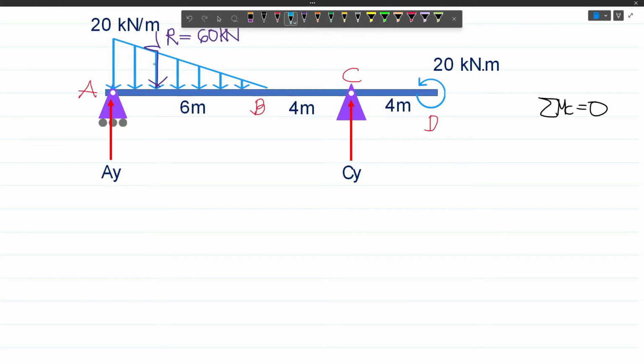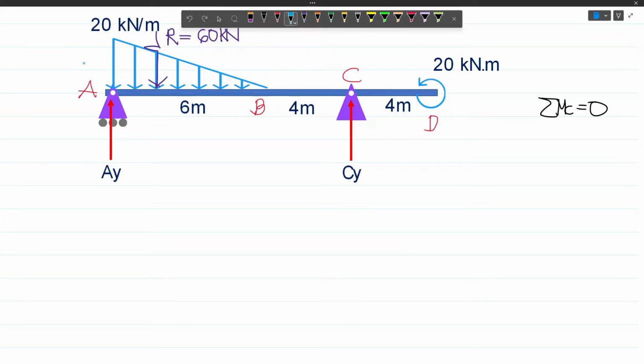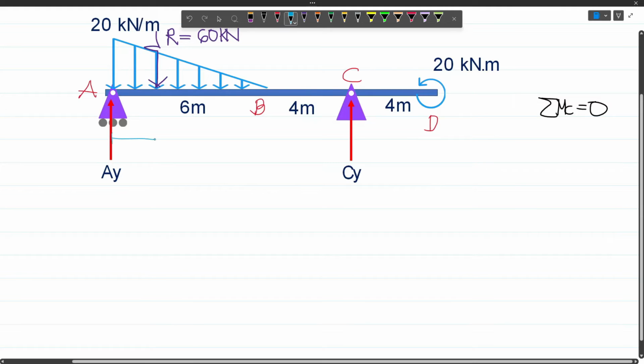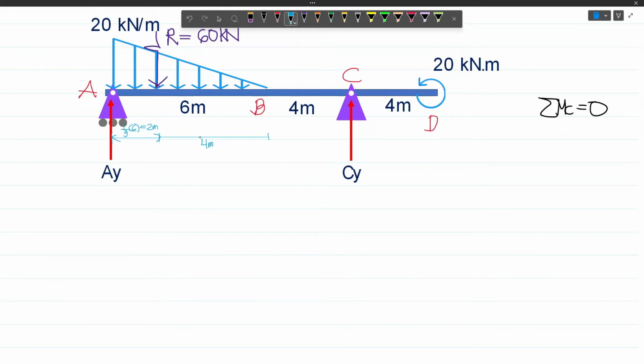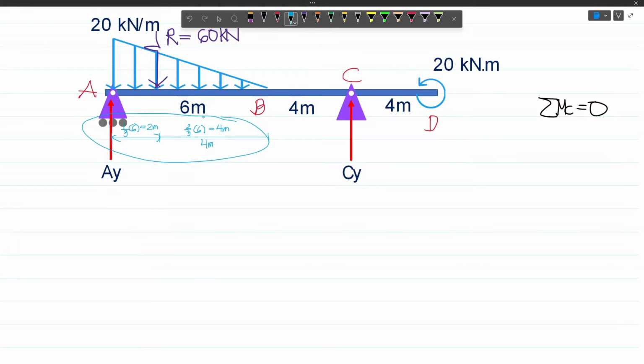Now, what is this distance? If we have a triangle, that distance will be 1/3 of the base, if we are considering the distance from the height up to the centroid. And so this distance will be 1/3 of the base, which is 6 meters. And so 1/3 times 6 will give us 2 meters. And so if this is 2, this will become 4 meters. Or you can get this one by using 2/3 of 6. That will still be 4. And so since we now have the distances, we can now solve AY, because we now have the moment arms.